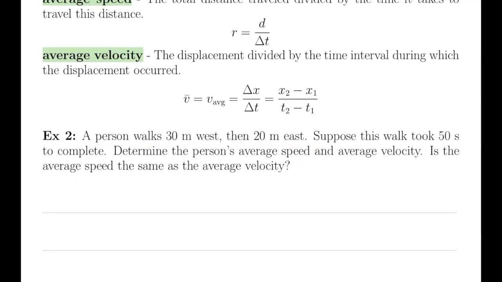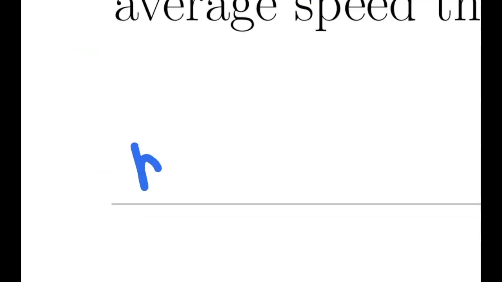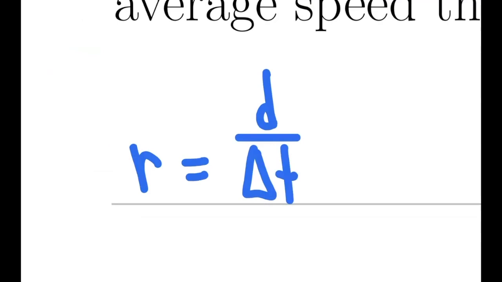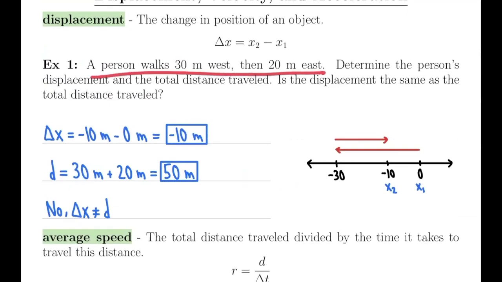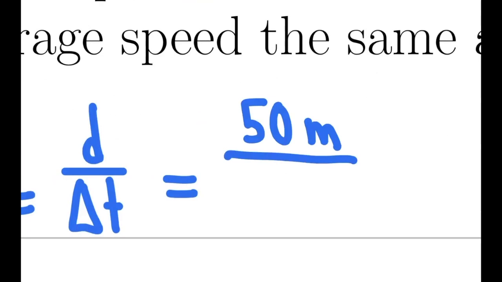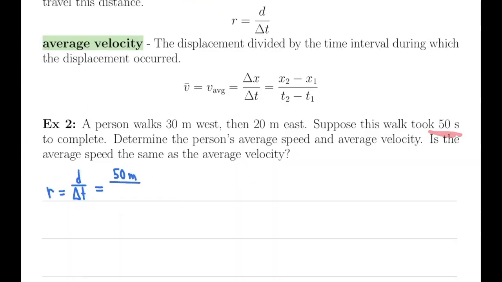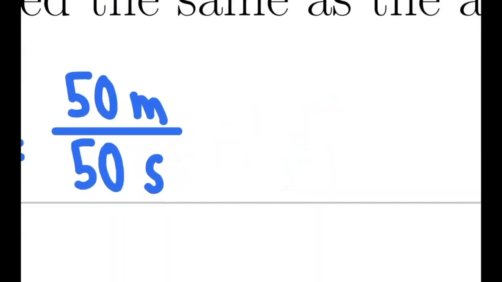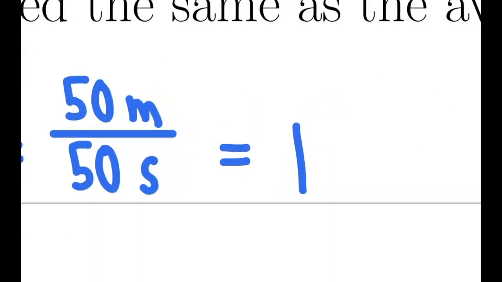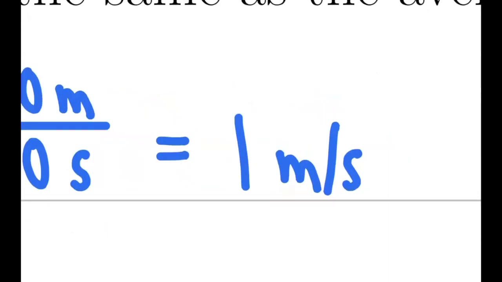So average speed, that's R, and it's distance divided by the time it took to travel that distance. The distance, we did that in the last problem. The same situation, so the distance is going to be the same, 50 meters. And the time it took is 50 seconds. So that's 1 meter per second for the average speed.